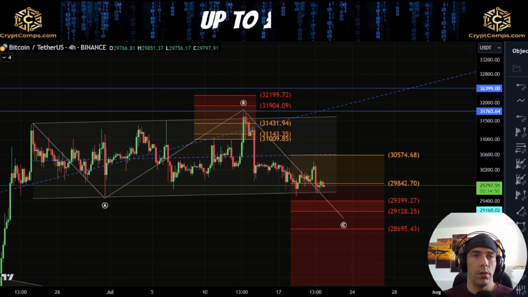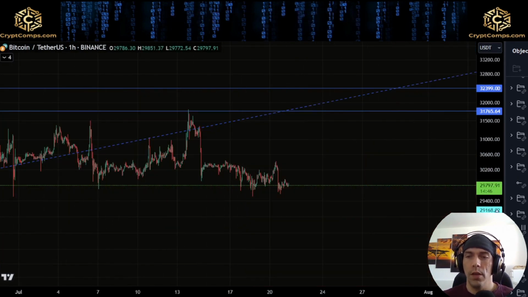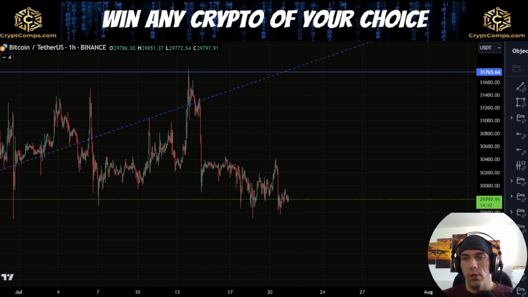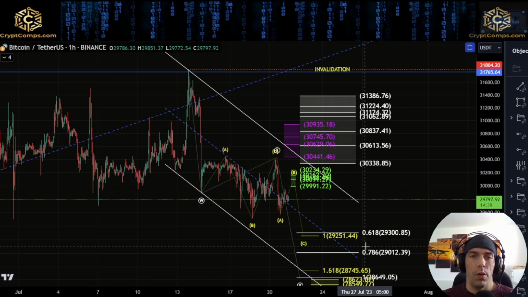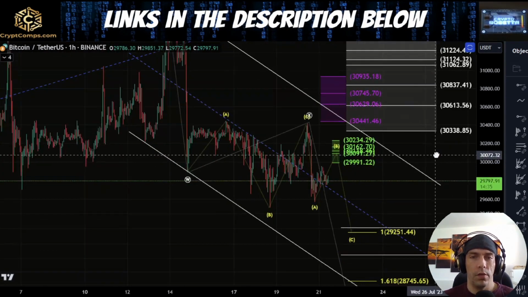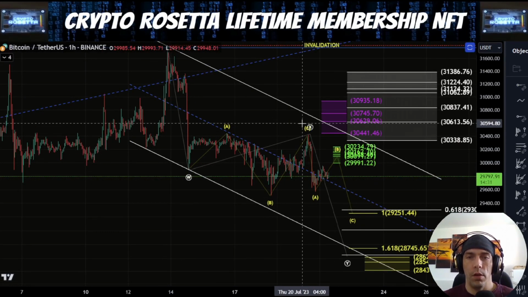Now, let's get into the internals of this. So what I'm looking for here effectively is the idea that we could still be looking for continuation to the downside. So we were looking at this in two ways. We were saying that what we could have here is the potential that this move over here is a W, this is an X, and then we're looking for a Y wave.